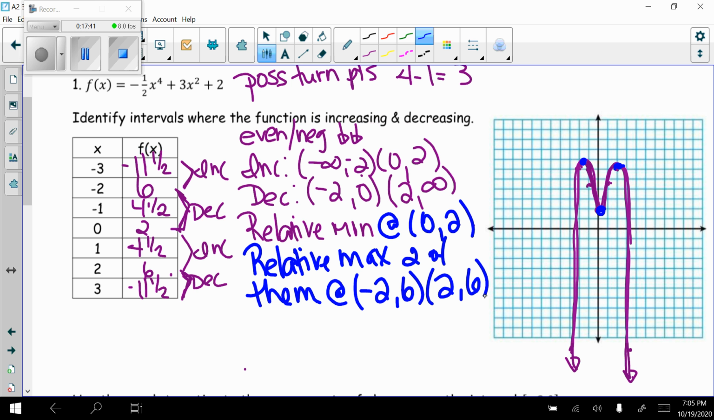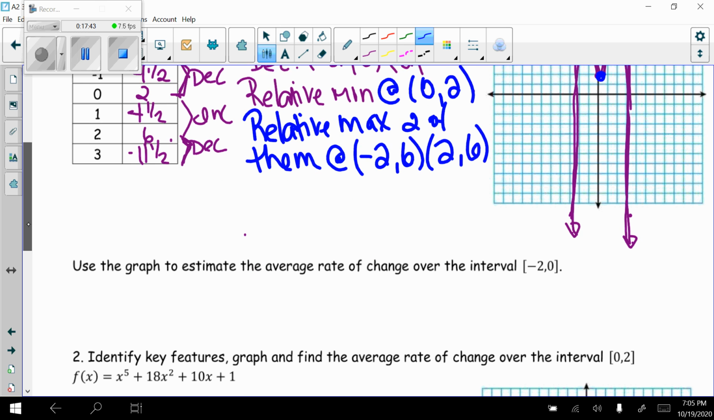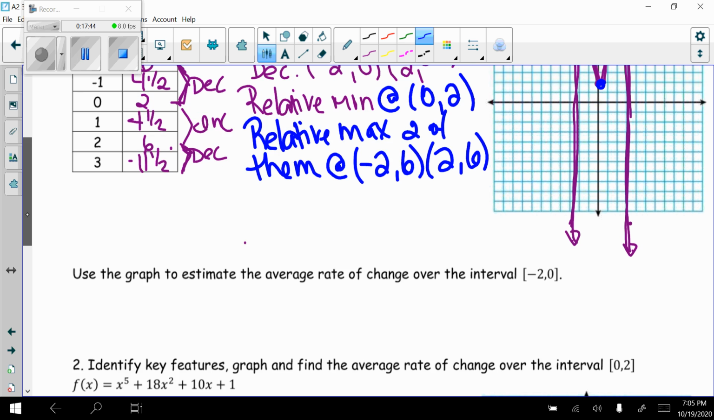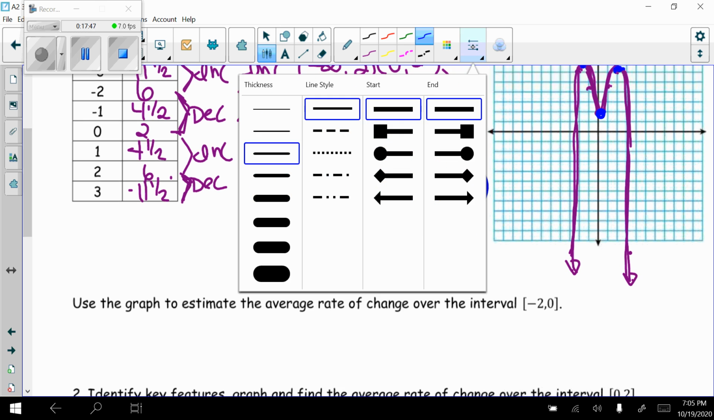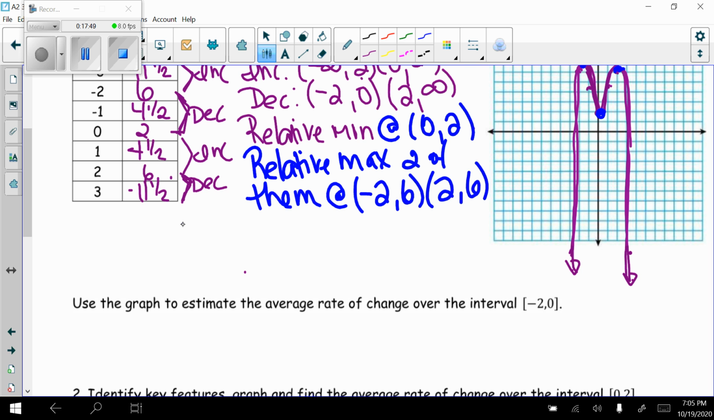Okay? All right, so then it says, let's use the graph to estimate the average rate of change over the interval -2 to 0. Remember, we've done average rate of change before. Our formula says we take f of b minus f of a, all that divided by b minus a. So basically it's y2 minus y1 over x2 minus x1.